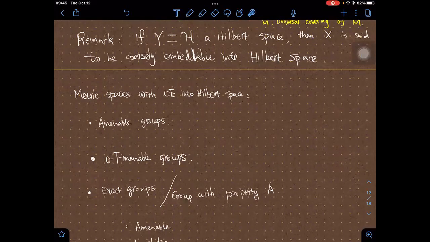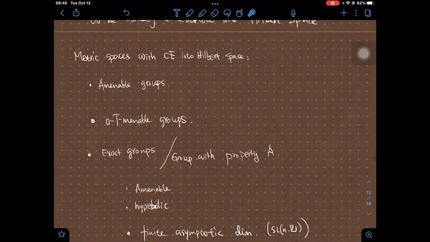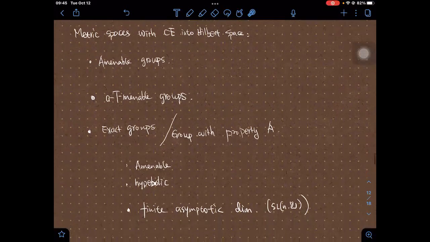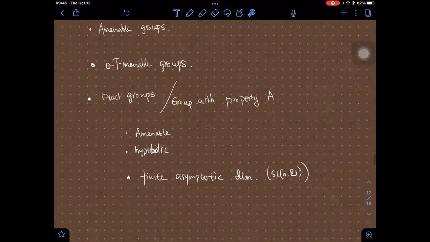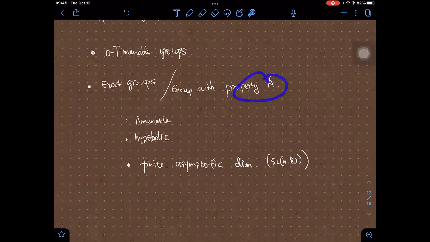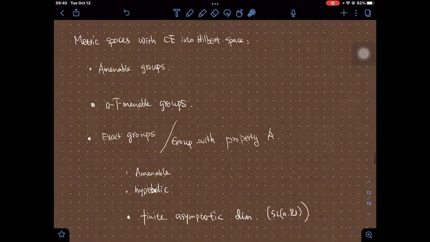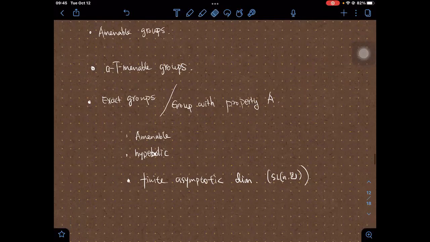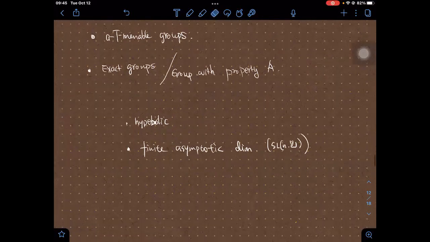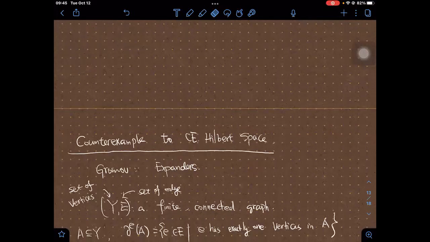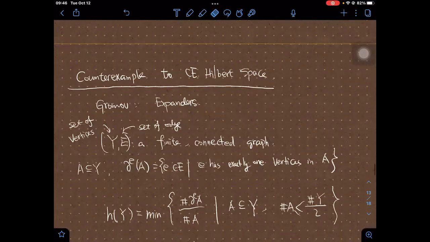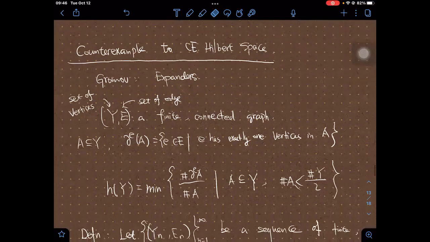Well, this includes a lot of groups. For example, the amenable, exact groups, which is the same thing as groups with property A, and hyperbolic groups and groups of finite asymptotic dimension. So these are examples of coarsely embeddable spaces. Well, we also have a counterexample. Gromov found that expanders are actually counterexamples.